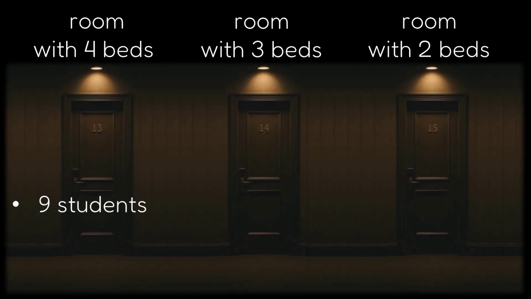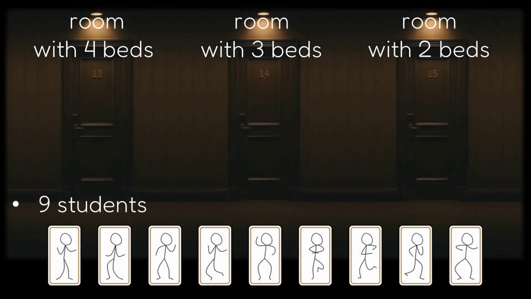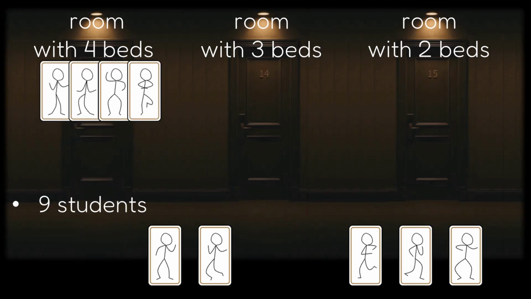We might wonder how to build a deck of cards. Is it better to create a deck where the cards represent the 9 students, or a deck where the cards represent the 3 rooms? Well, both approaches work. If the deck represents the students, we need to pick them to fill the rooms one at a time. We start by filling the room with 4 beds. We must choose 4 students, order doesn't matter, and students cannot be chosen more than once. This is a combination without repetition, giving us 126 possibilities.